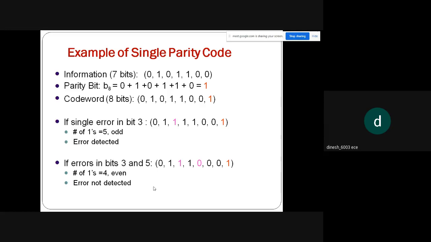Some of the examples: information is 7 bits. 0 1 0 1 1 0 0 is the transmitted bit. This we want to transmit. So the parity bit will be added in addition to that. Since there are 7 bits, we need to add 1 bit to that, which is 0 plus 1 plus 0 plus 1 plus 1 plus 0 plus 0. How do we determine this? 1, 2, 3. So there are 3 ones.